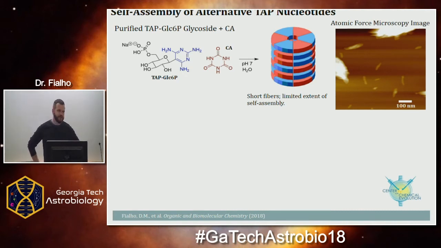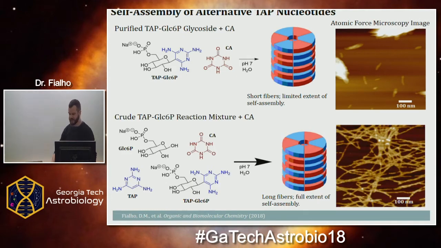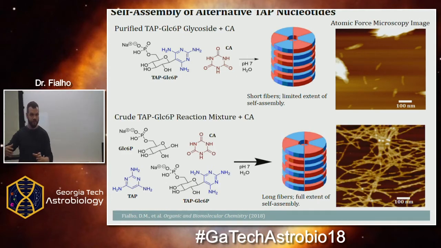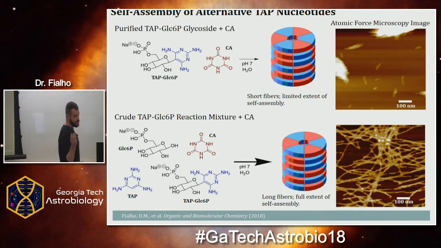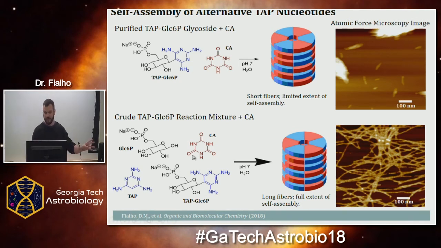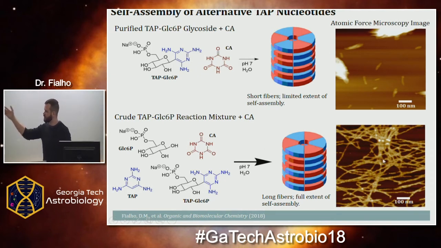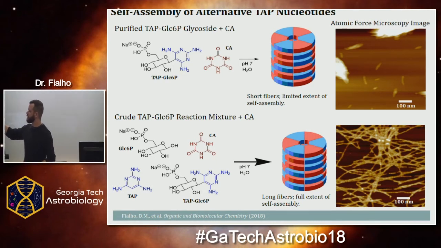And it was strange because it mostly precipitated, and we could see only a little bit of these tiny assemblies by atomic force microscopy. So we decided to not even try to purify it, but start with a crude reaction mixture. What that means is that I took TAP, I reacted it with glucose-6-phosphate. I have that reaction mixture. I'm not going to do anything to it except combine it then with cyanuric acid. And lo and behold, we get much more assembly. The assemblies are much longer.